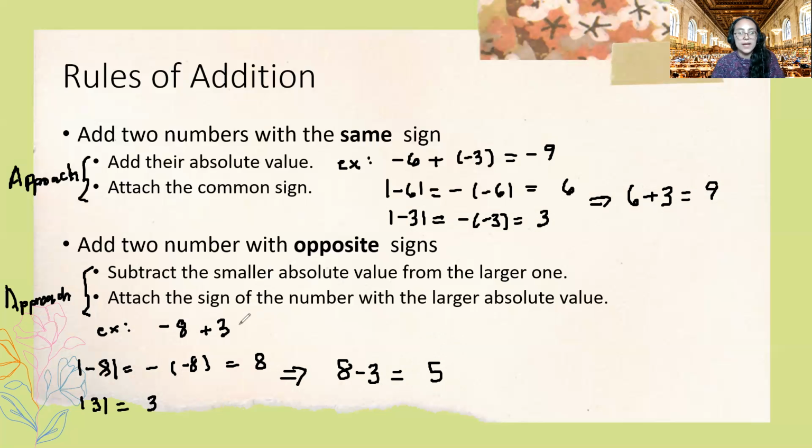My final answer is going to be 5, but I need to attach the sign of the number with the larger absolute value. Out of -8 and 3, which one has the larger absolute value? Which one is bigger, 8 or 3? 8 is bigger, but the number that we took the absolute value of is negative. So I'm going to write a negative sign right there. This would be our final answer, -5. So -8 plus 3 is going to give us -5.